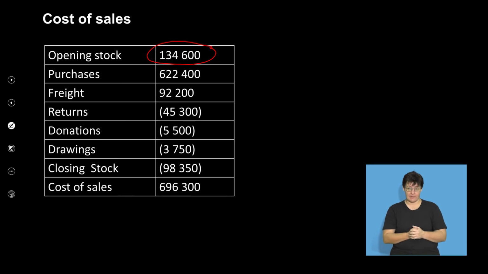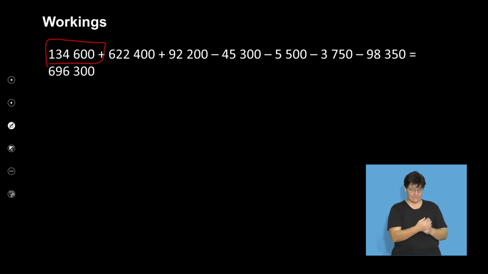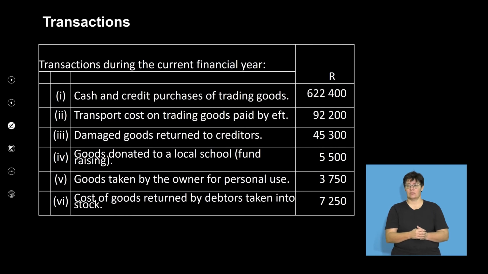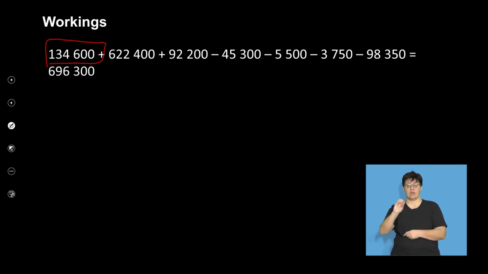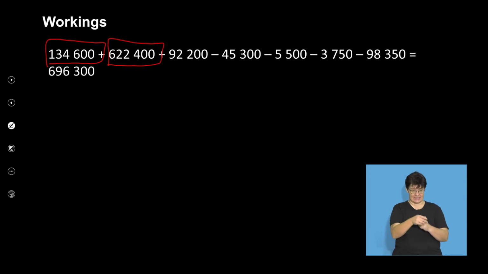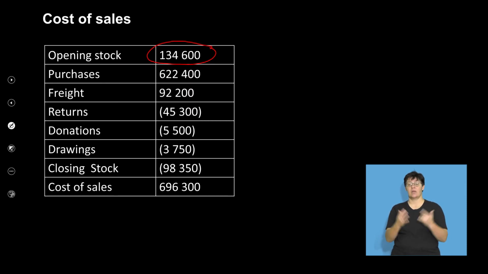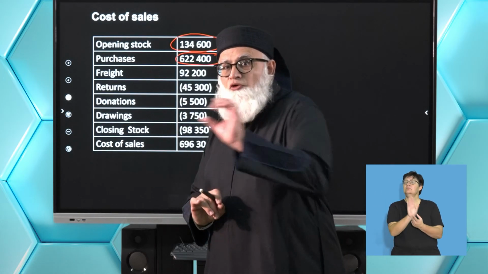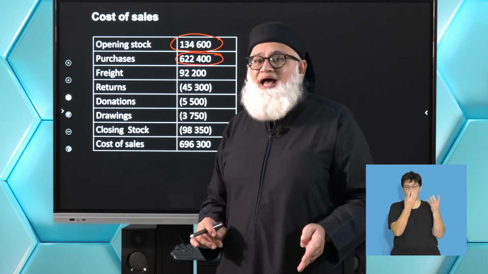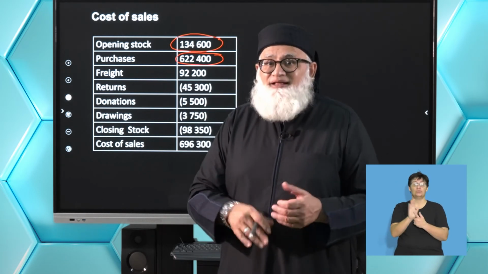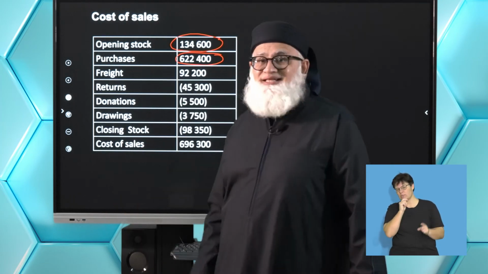Okay, so we've got our opening stock and we've taken it into account. Now we have cash and credit purchases of trading stock 622,400. So therefore, watch, we add the 622,400, and if we are doing the calculation, we say purchases 622,400. Right. So what I've done is, like I've explained to you early on, I'm showing you a straightforward calculation where you just show figures, but you could be asked to show it in a table format. Then obviously you need to specify the detail.